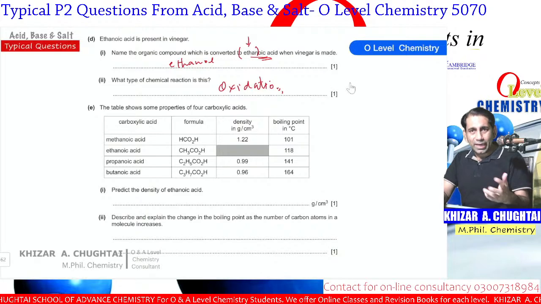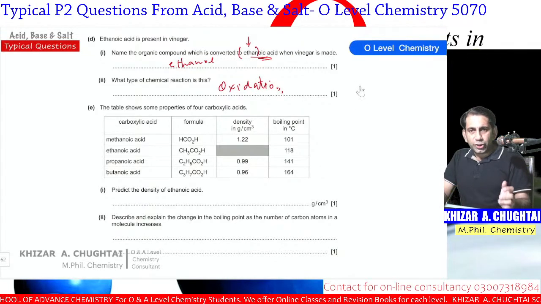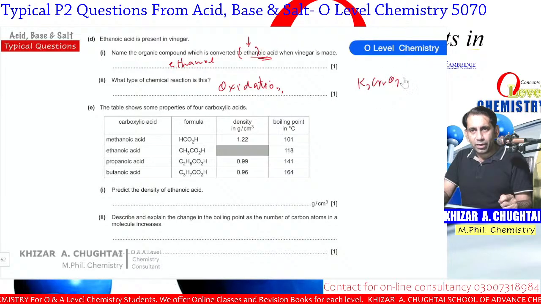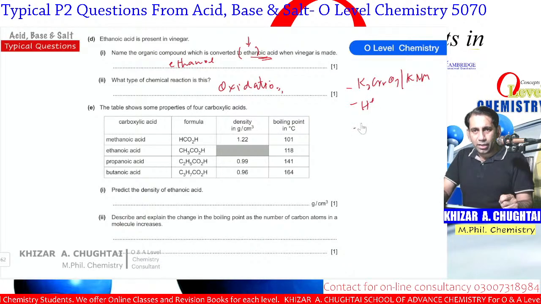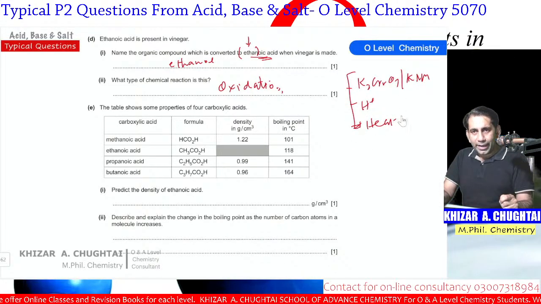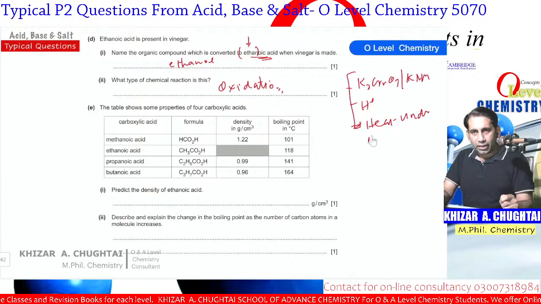And if he is asking to write the conditions, then the conditions are K2Cr2O7, or you can write KMnO4, and acid should be there. And the third one, there must be heat as well. Heat under reflux. These are the conditions they may ask.